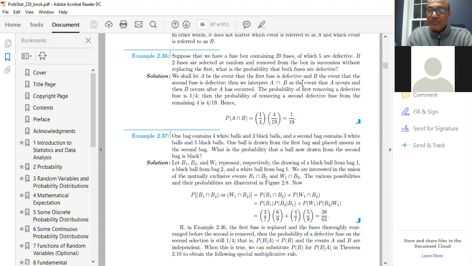One ball is drawn from the first bag and placed unseen. You are not looking at that one. You don't know. You close your eyes. Unseen in the second bag. Put it in the second bag. What is the probability that the ball now drawn from the second bag is black?